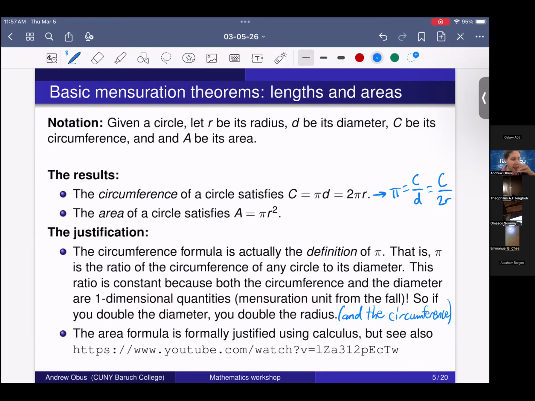Right? So if you double the diameter, you double the radius and you double the circumference. If you triple the diameter, you triple the circumference. If you divide the diameter by 10, you divide the circumference by 10. But the point is that the ratio always stays the same.